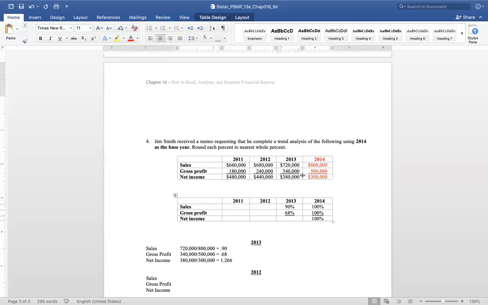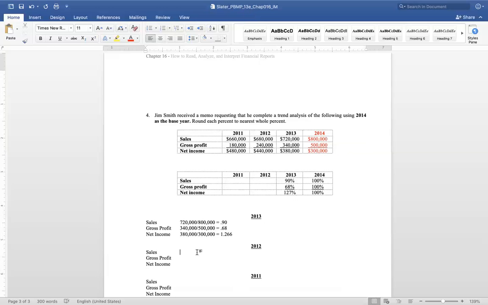Then the net income. The net income in 2013 was $380,000. In 2014, it was only $300,000. So in just looking at that, you should know right off the bat that you're going to get something over 100% because your amount here is larger than your base. So 380 divided by 300 is 1.266. When we convert that to a percent, it will be 126.6%. But it wants us to round to the nearest whole number, so 127%.